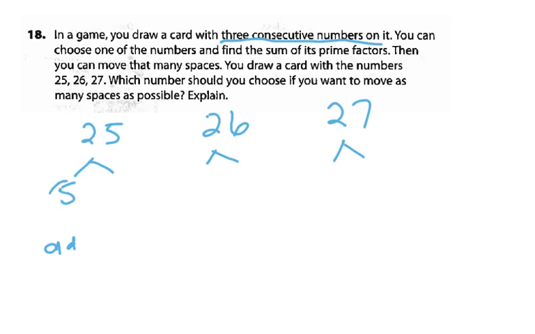For example, 25 is going to be 5 and 5, right? Well, if I add those together, I'm going to get 10, so I get to move 10 spaces. Okay? Now 26, you'd have to prime factor that. Then add the prime factors like I did for 25 to get how many spaces you would move. Same with 27. Okay? Then you need to say which one you would choose so that you can move the most spaces as possible. Does that make sense? Okay? So you're going to pause the video and finish working out number 18.